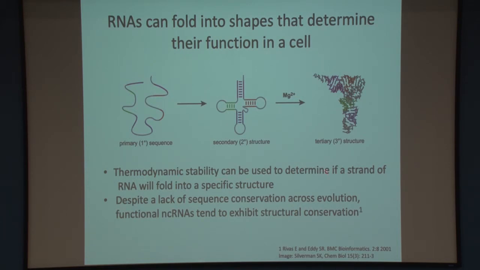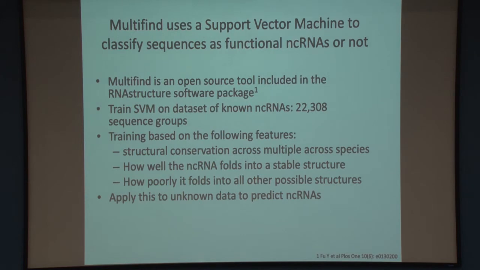And the thermodynamic stability can be used as a way to determine if RNA will fold into different shapes. So despite the fact that non-coding RNAs don't have sequence conservation and they evolve rapidly, it's been found that functional non-coding RNAs tend to be highly conserved between different species. This is just an example of a program that uses a support vector machine to classify sequences as functional non-coding RNAs or ones that are not functional non-coding RNAs.